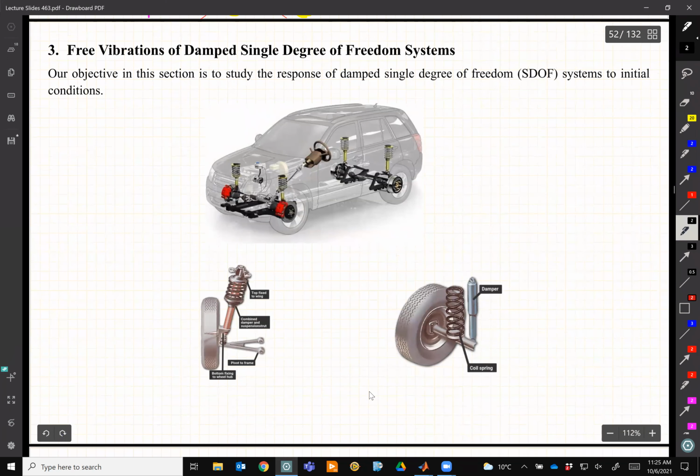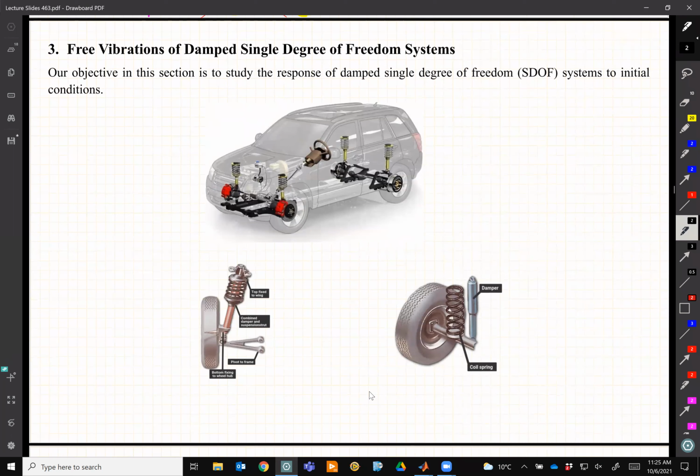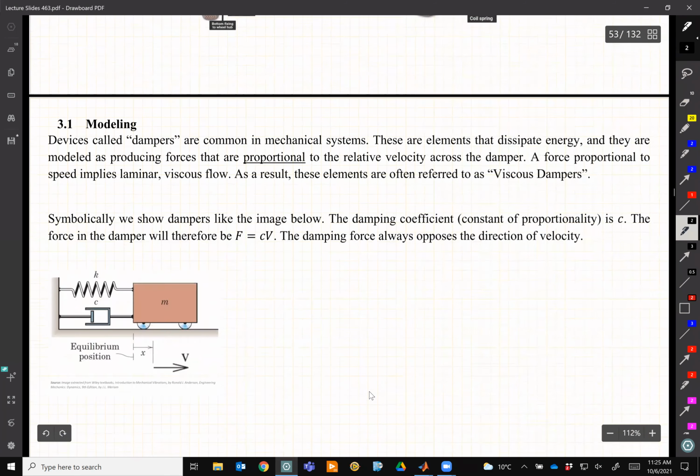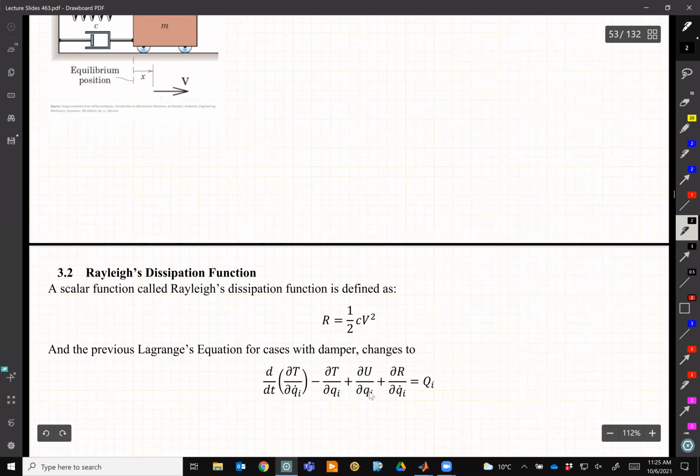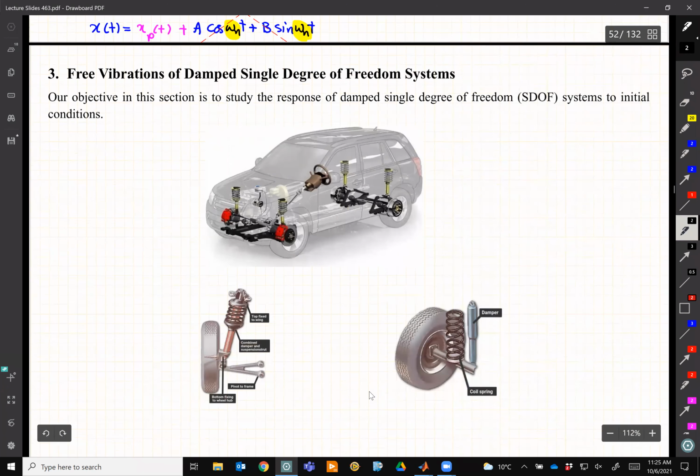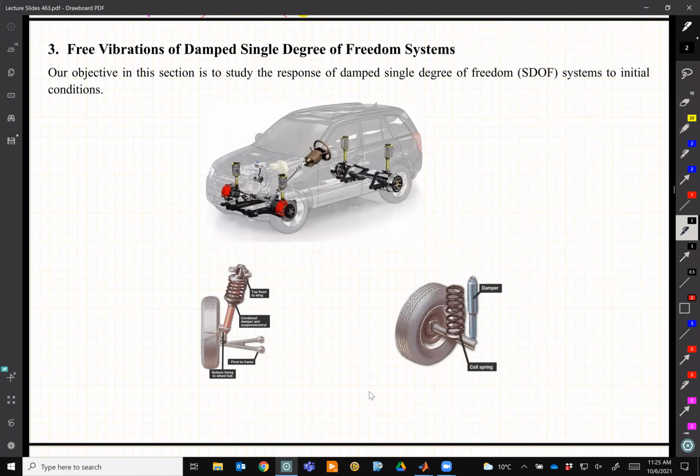Okay, so let's move to the new topic, which is damping. I'll give you a minute to take notes, so whatever you do, move to this new topic.